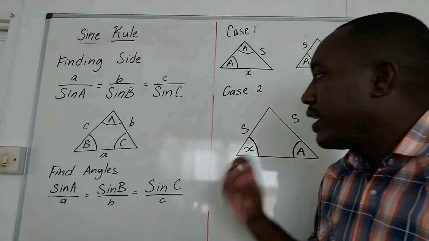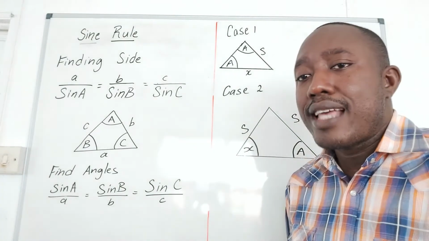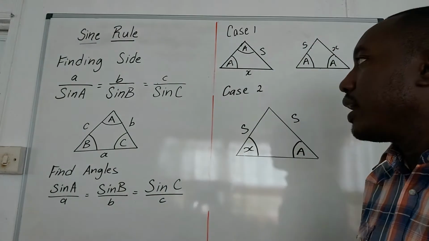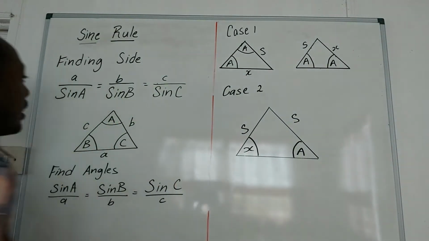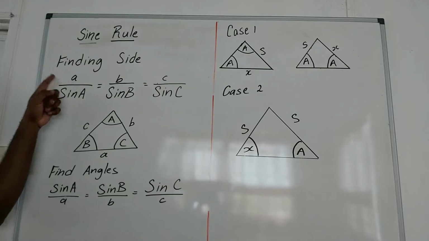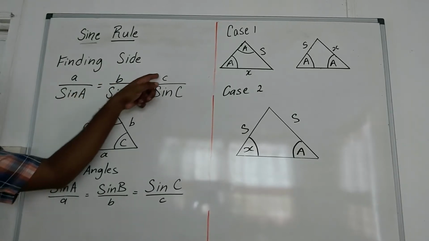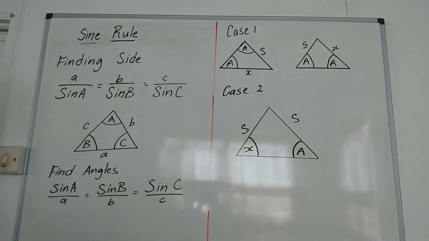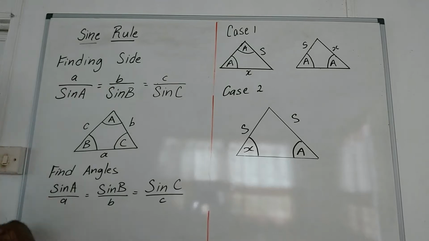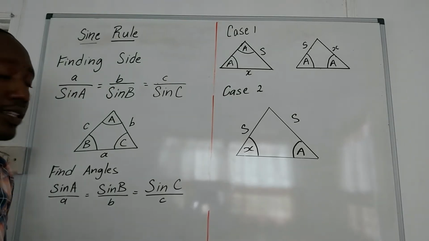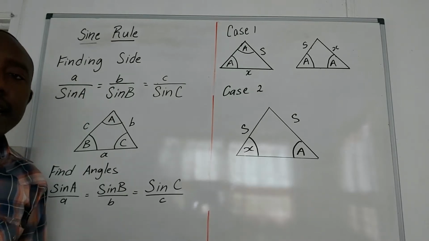In this lesson, we will look at when the sine rule is used and how we apply it. The sine rule says a over sine A is equal to b over sine B is equal to c over sine C. The small letters represent the lengths of the sides of the triangle. The capital letters represent the angles.